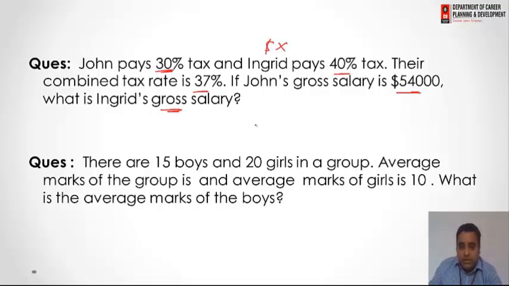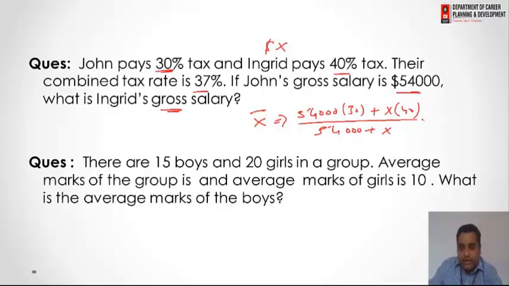So the question becomes: their combined mean, or the combined average salary, is (54,000 into 30 plus X into 40) divided by (54,000 plus X), which equals 37. If we solve for the value of X, we have the final answer.